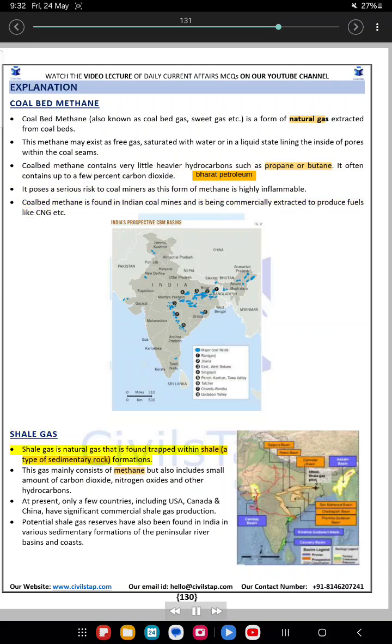Shale gas. Shale gas is natural gas that is found trapped within shale, a type of sedimentary rock formation. This gas mainly consists of methane but also includes small amounts of carbon dioxide, nitrogen oxides and other hydrocarbons. At present, only a few countries, including USA, Canada and China, have significant commercial shale gas production. Potential shale gas reserves have also been found in India in various sedimentary formations of the peninsular river basins and coasts.